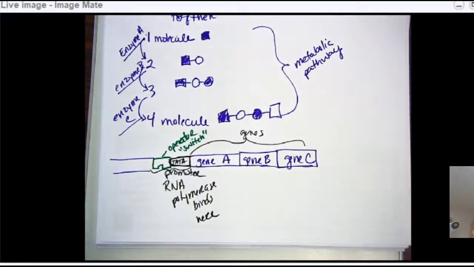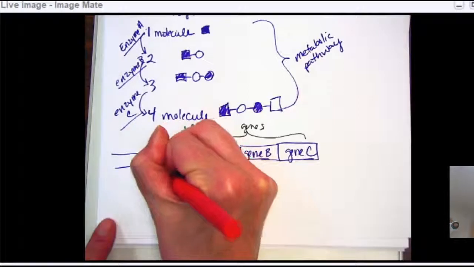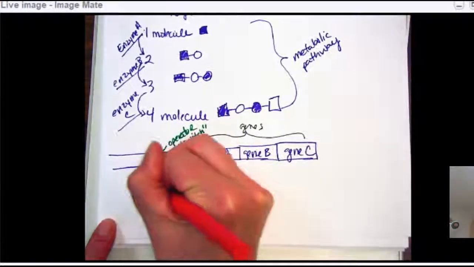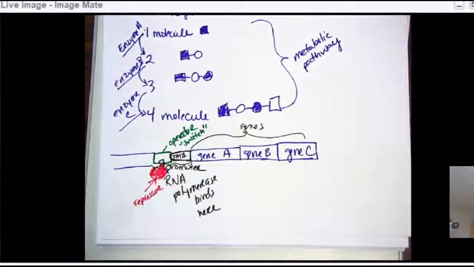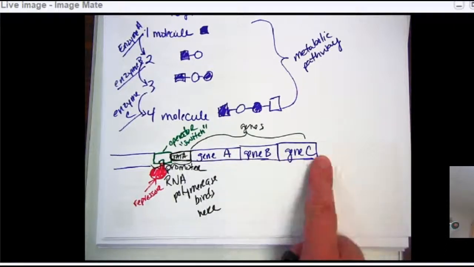But we could have a repressor protein bind to the operator, and if that occurs, RNA polymerase can't go through the operator and it can't do transcription. So far, so good?